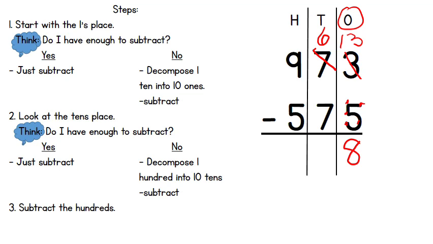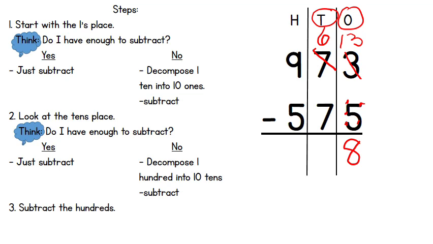Now I'm going to move to my tens. Again, I'm going to look at the tens place. I'm going to think, do I have enough to subtract? More on top or more on the floor, or are they the same? 6 is on top and 7 is on the floor. 7 is bigger than 6, so I have more on the floor. I have to go next door and get 10 more.